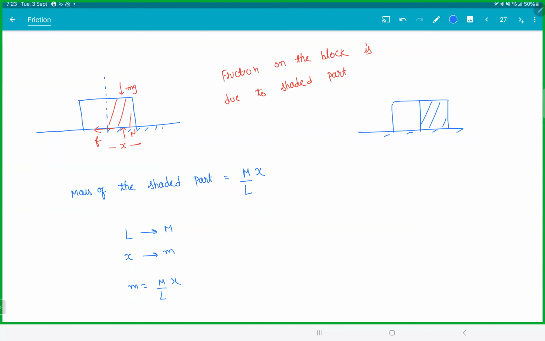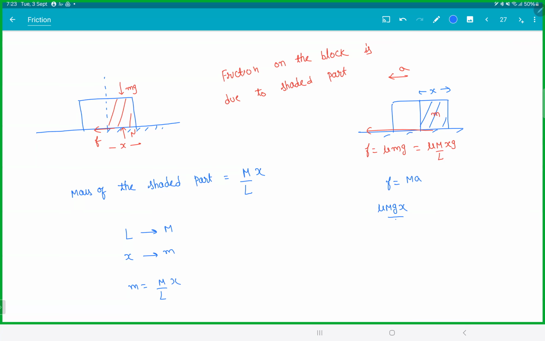only this part is there. So this part is x. So friction would be only mu into small m into g. Small m is this guy. It is mu into m by L x g. Acceleration is backward. So F is equal to capital M into a. Now understand one thing. Even though friction is only due to that shaded part, the mass that comes is for the full block, because the overall block is decelerating.